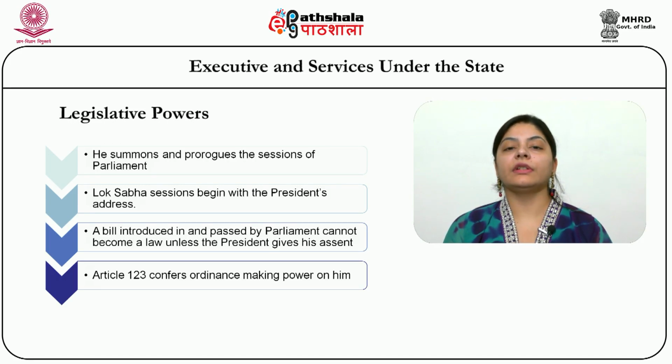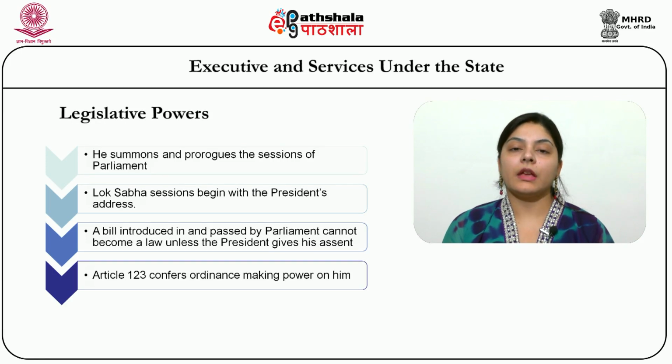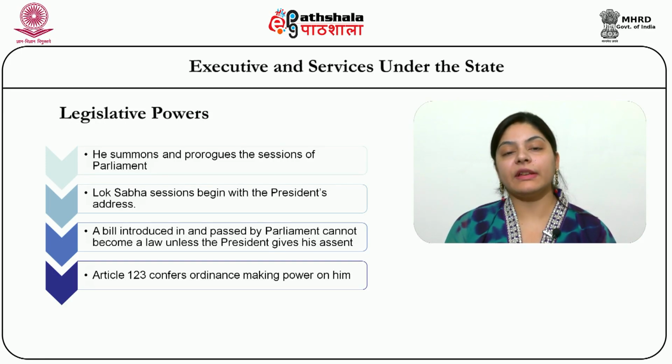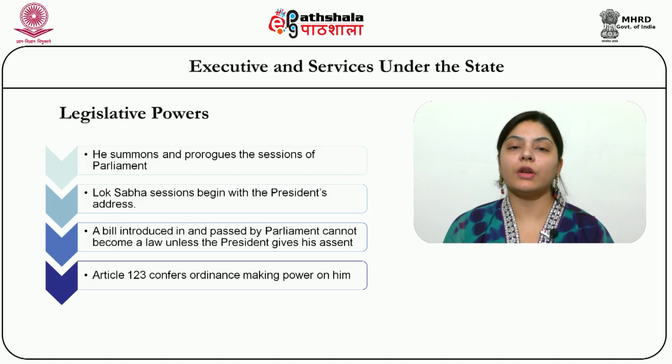Since we follow the system of separation of powers, we have borrowed this concept from America, but we have not borrowed it very strictly. Under our Constitution, we have allowed certain exceptional circumstances where one organ can enter into the domain of another organ. Ordinance making power is one such example, where the executive body, that is the President at the union level, is performing the legislative function.